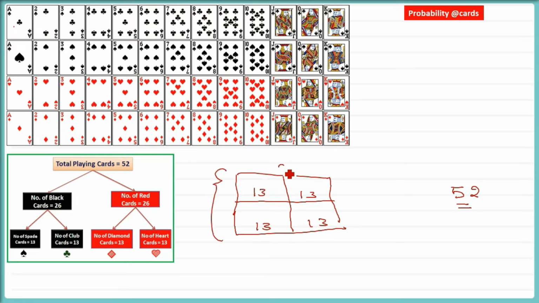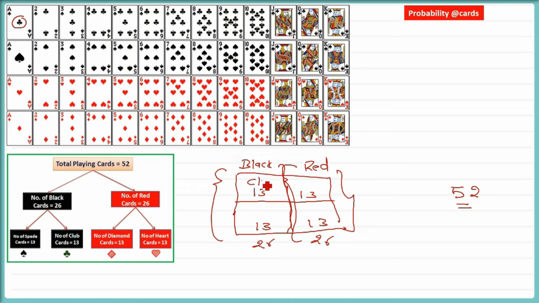From here to here, that is 13 and 13, 26 cards, they are black cards. Then the remaining cards, which are again 26 cards, 13 and 13, 2 suites, will be red cards. So there will be 4 suites, 2 black, 2 red. So what do you see here?